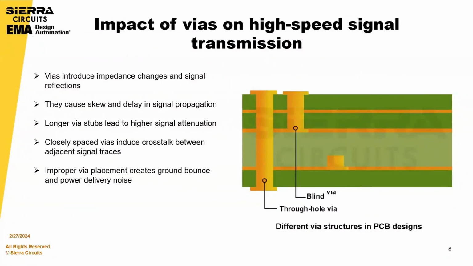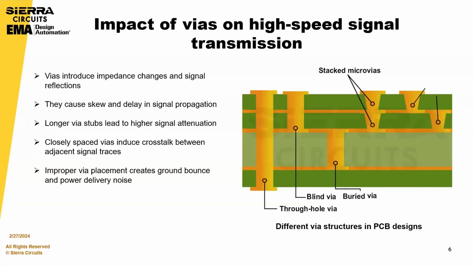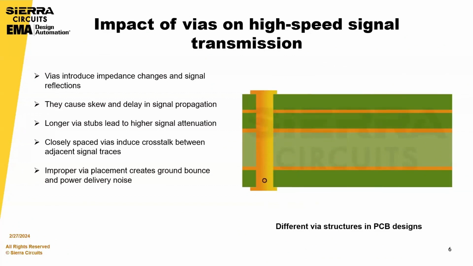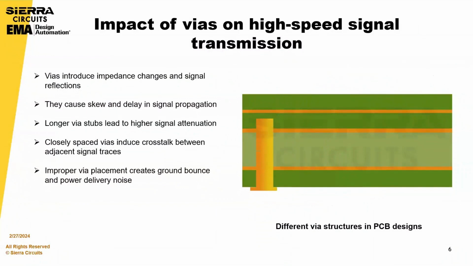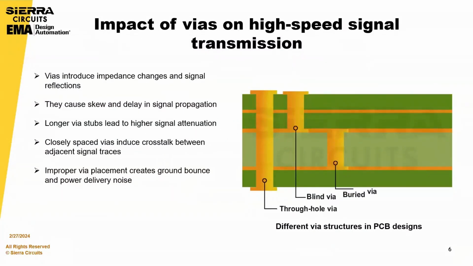Due to variations in the via geometries and placements of your vias, the signals traveling through these different vias may experience skew, resulting in discrepancies in arrival times. So that's one issue. Longer via stub lengths can introduce additional resistance and capacitance, leading to higher signal attenuation.